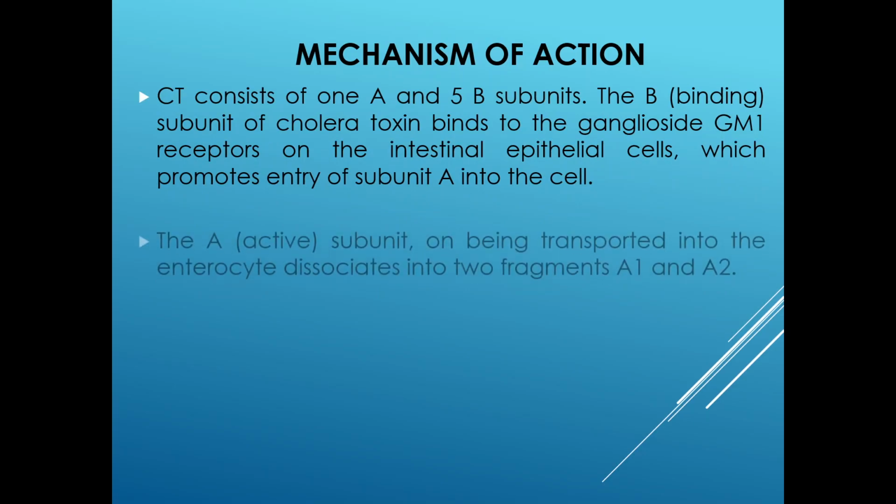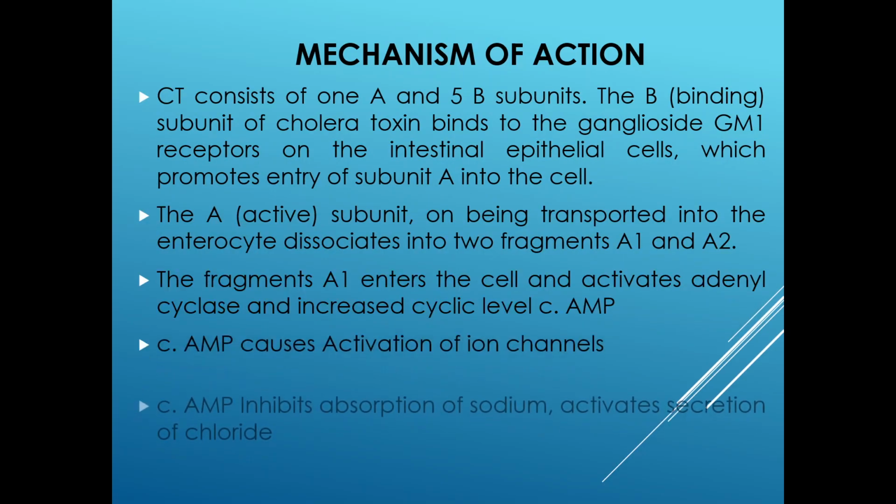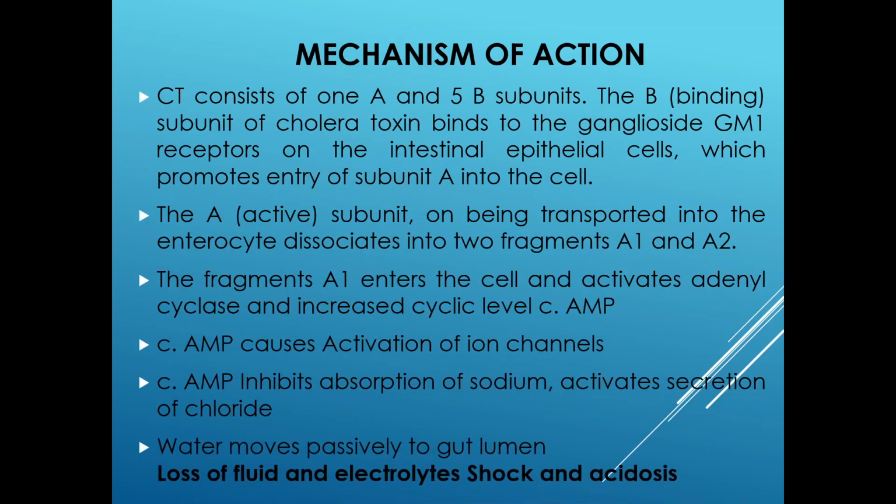Mechanism of action of Vibrio cholerae. Cholera toxin consists of one A and five B subunits. The B binding subunits of cholera toxin bind to the ganglioside GM1 receptors on the intestinal epithelial cells, which promotes entry of subunit A into the cell.